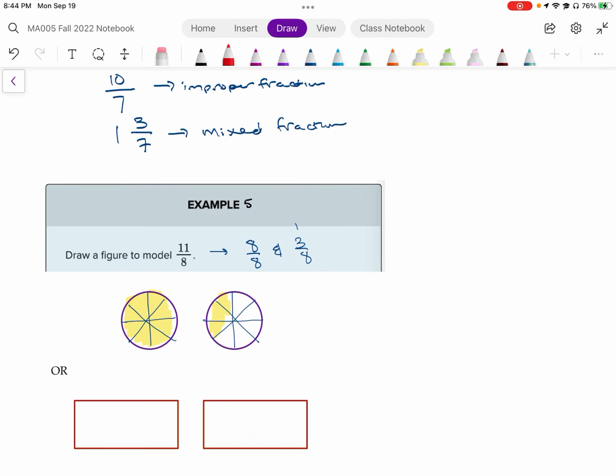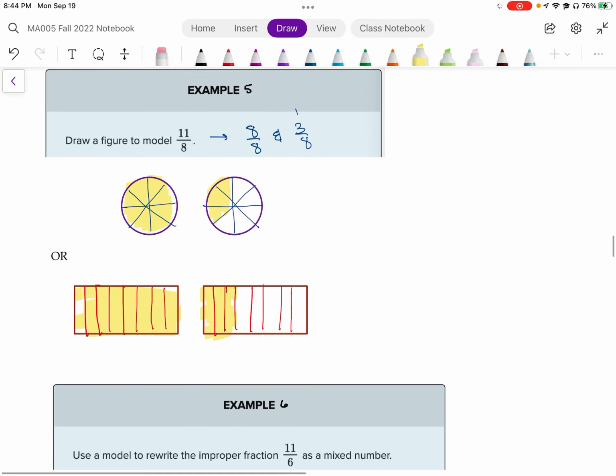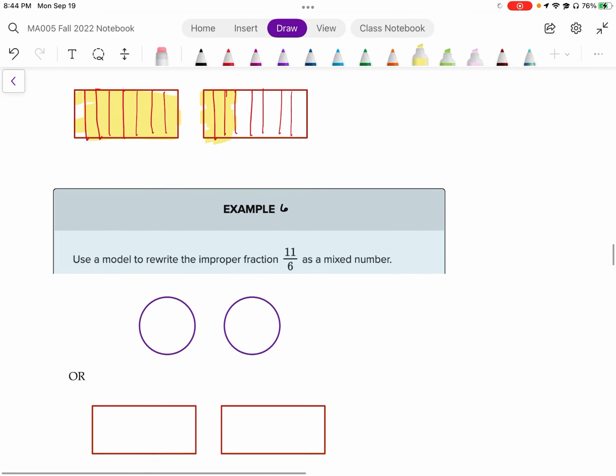Okay, another way to look at it is to come down here, divide this into 8s, and then do the same thing here. I divide it in half, and then in half again, and then half again. That's how I do it. All right, so we have 8/8 here, and then 3 more 8s here. Okay, so that's how we color these in. All right, why don't you try example 6?